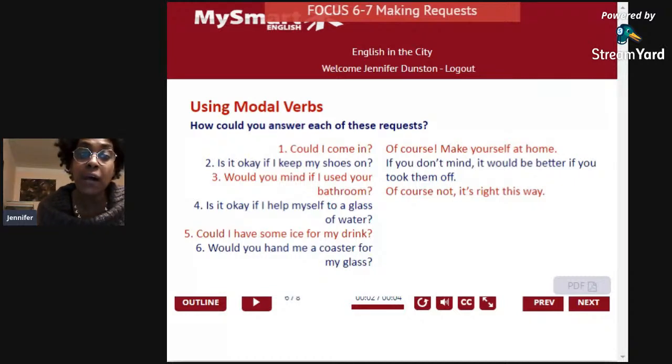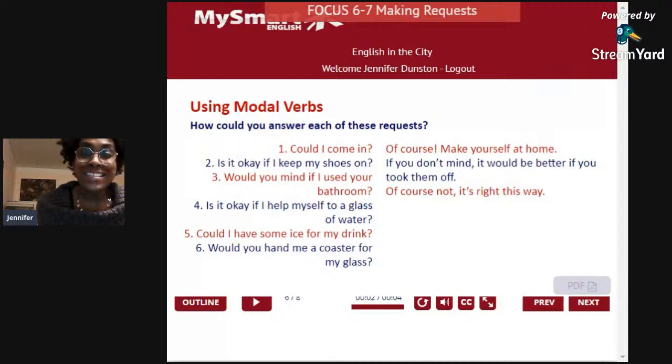Is it okay if I help myself to a glass of water? Now, in this situation, I'm not asking you to get me water. I'm asking if I can go into the kitchen and get myself some water. So is it okay? Is it okay if I go to the kitchen and get a glass out of the cupboard and get the water out of the fridge, pour myself a glass of water and drink it?